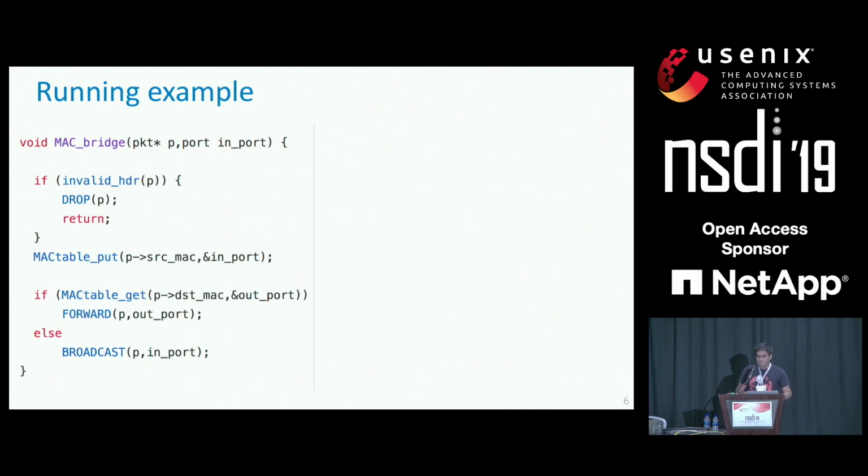So to illustrate the notion of a contract, I will be using a simple MAC learning bridge as a running example. Let me quickly walk you through it. The bridge receives the packet, and it first checks if the headers are valid or invalid. If they're invalid, it drops the packet immediately. Next, it learns the source MAC address, associating it with the port that the packet came in on. Then it checks if the destination MAC address has already been learned, and forwards or broadcasts the packet accordingly.